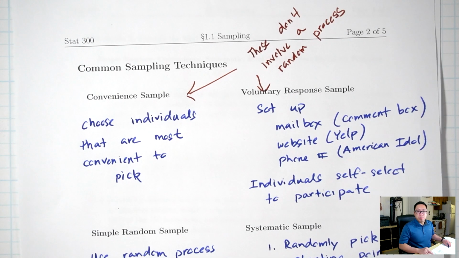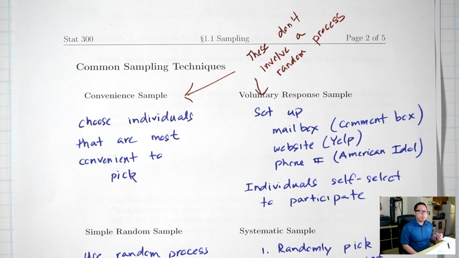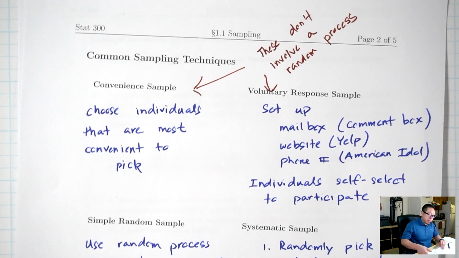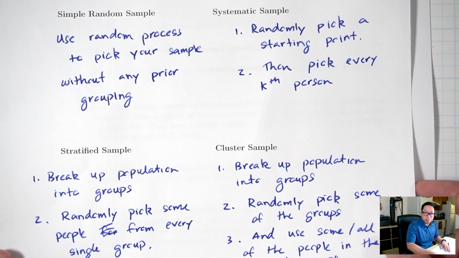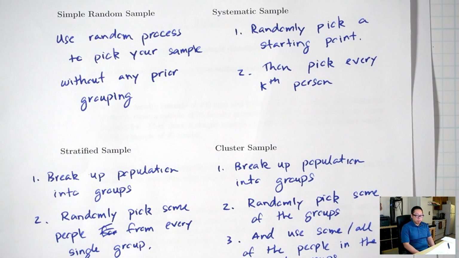Convenience and voluntary response. If the description doesn't involve the word random anywhere, then it's probably going to be either convenience or voluntary response, because those don't involve a random process. Which leaves the hard ones, which are simple random, stratified, and cluster. What you have to ask yourself is, what we're interested in is picking the people, right? And the question is, did we break up these people into groups first before we pick them?